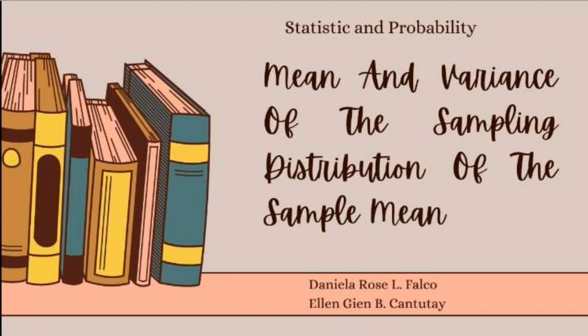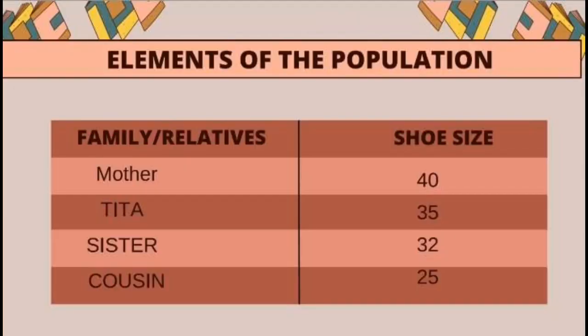Mean, and variance of the sampling distribution of the sample mean. First thing first, we must form a group with 4 members in our family. Make sure the size of each member is different from each other.